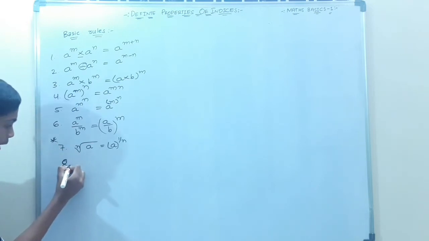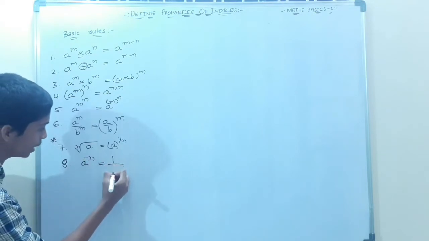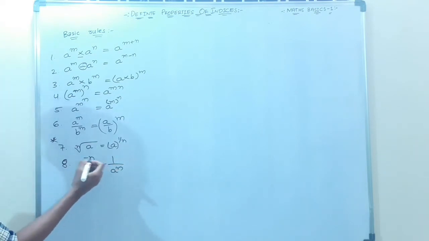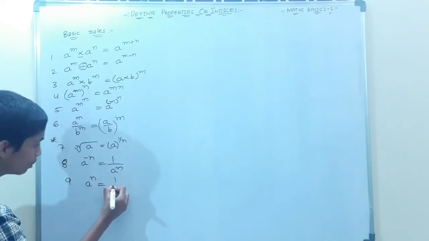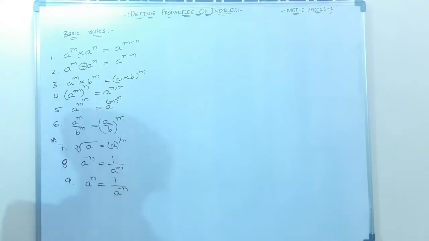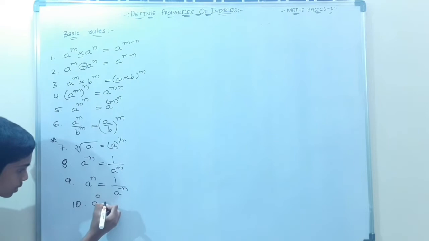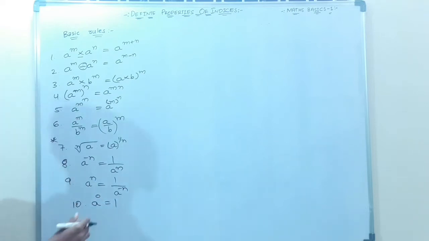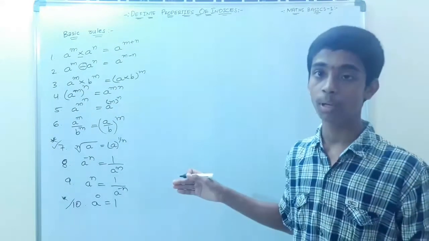Coming to the eighth one, a power minus n is equal to 1 by a power n, and the opposite of it is a power n is equal to 1 by a power minus n. Coming to the tenth one, a power 0 is 1, and this is frequently used. The seventh one and the tenth one are frequently used in many of the chemical equations and problem solving methods.